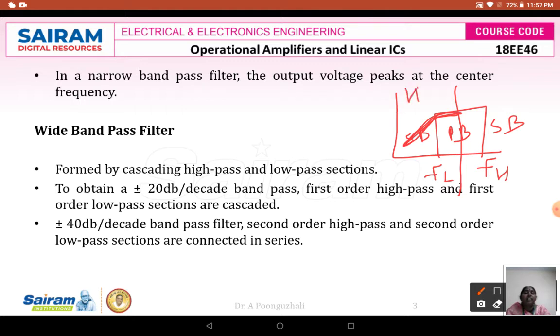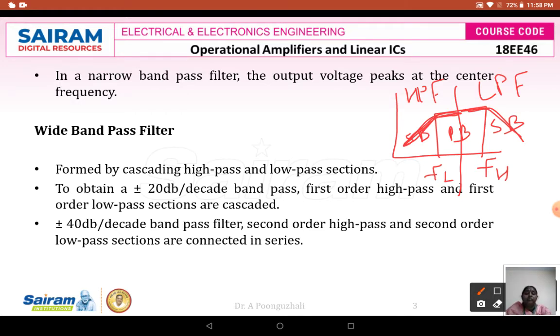So you can see that this response is going to be your high pass filter, and this response is going to be the low pass filter. So how I can construct my wide band pass filter is by cascading your high pass filter and your low pass filter. That is, the output of this high pass filter can be given as input for your low pass filter, and we can construct a band pass filter. So we say that a wide band pass filter is formed by cascading high pass and low pass sections.